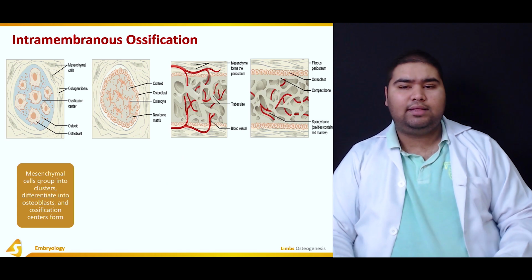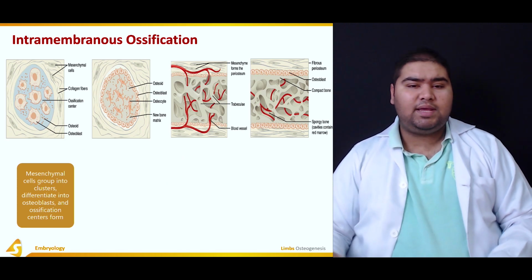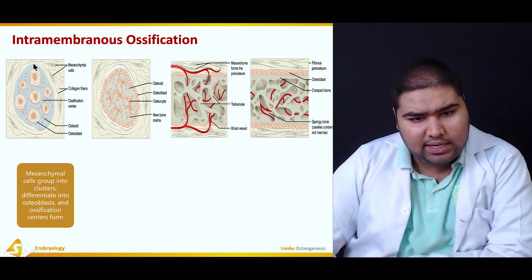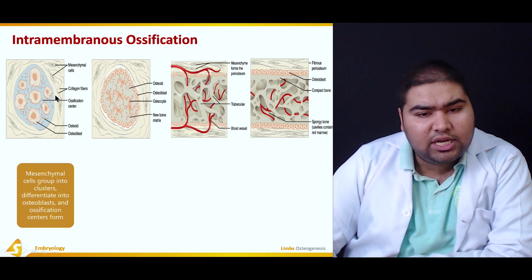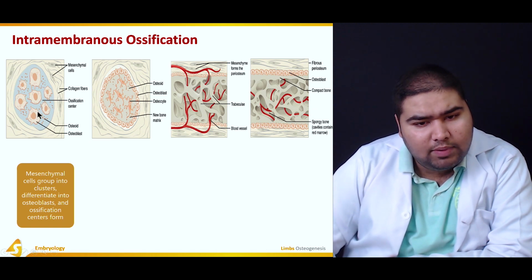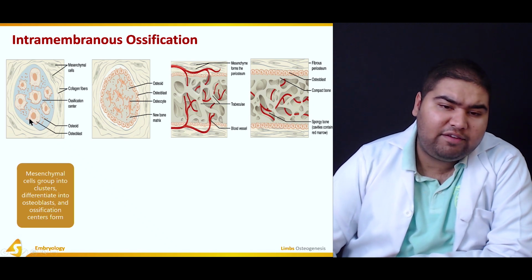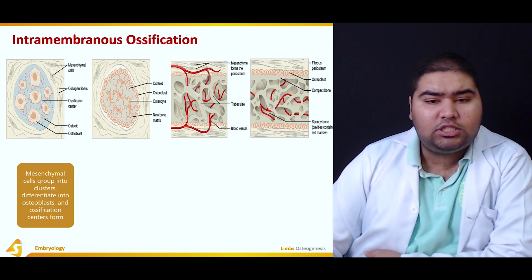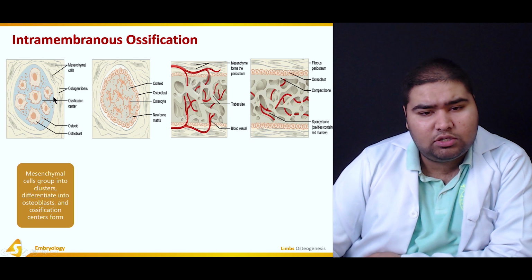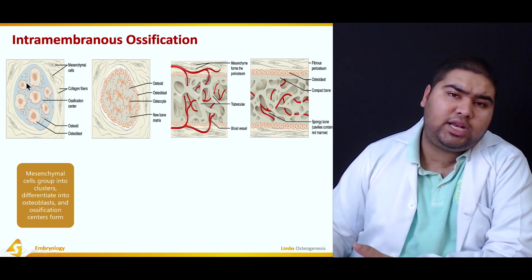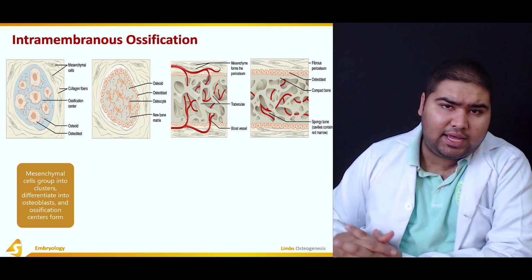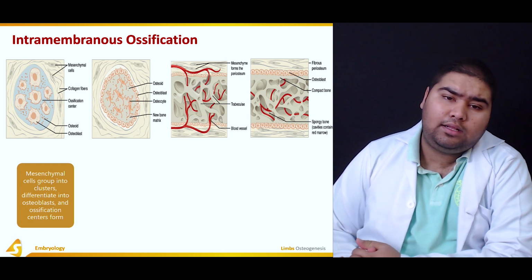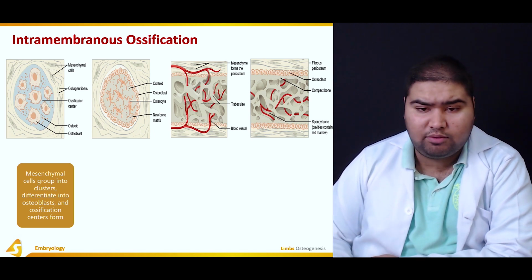So now let's take a look at the steps. There are four basic steps. These are the mesenchymal cells. They group into clusters. A cluster has been formed and differentiates into osteoblasts. The mesenchymal cells have differentiated into osteoblasts. Osteoblasts are the bone forming cells, and ossification centers have been formed. This is an ossification center. So initially the mesenchymal cells come together. They form a cluster. Some of these cells form the osteoblasts and an ossification center has been formed.